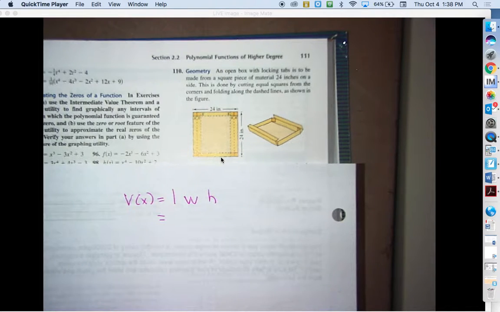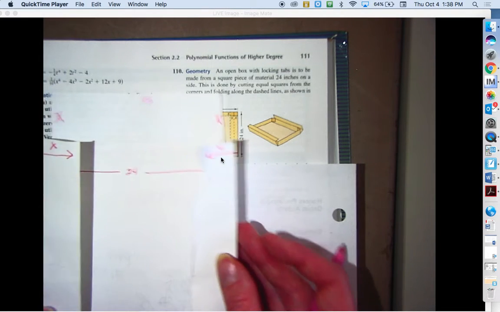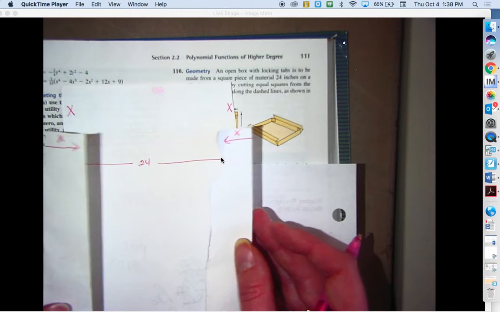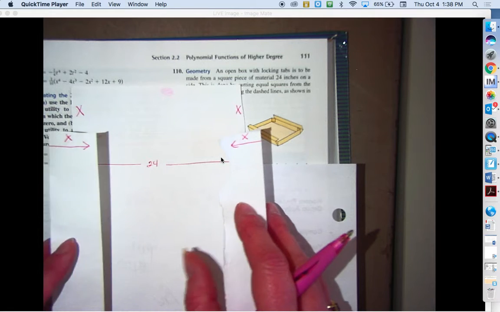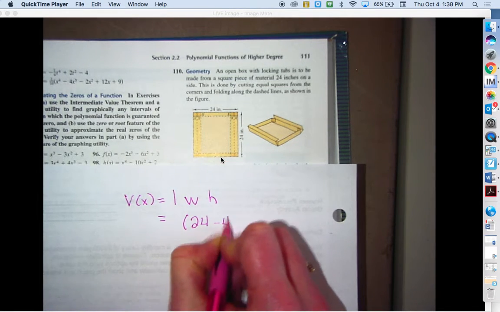24 minus 4x. So that would be the length. The initial length is 24 of the piece of paper, but once we start folding it to get a side and to get the little piece on the top, we did have 24, but we took away 4 x's, 2 x's to be the top, 2 x's to be the sides. So that's why it's minus 4x there.